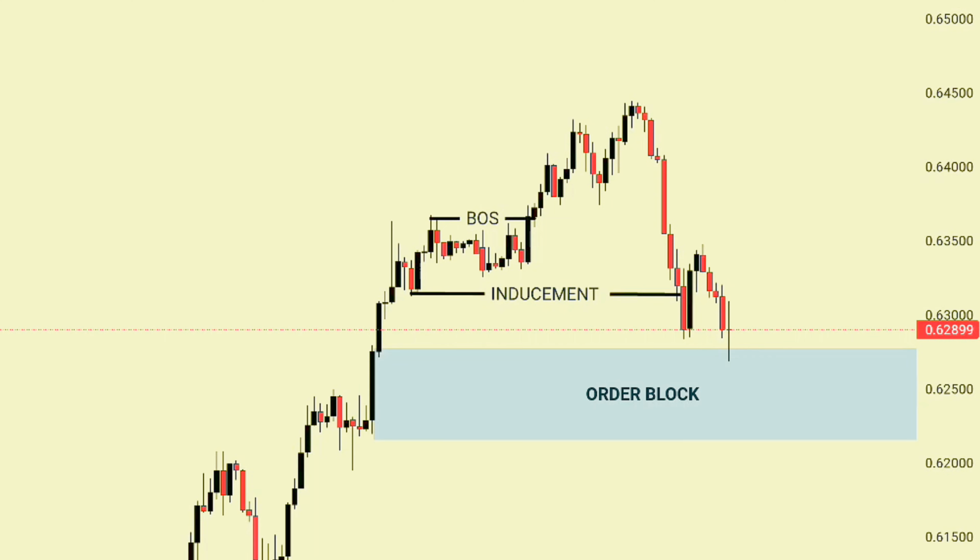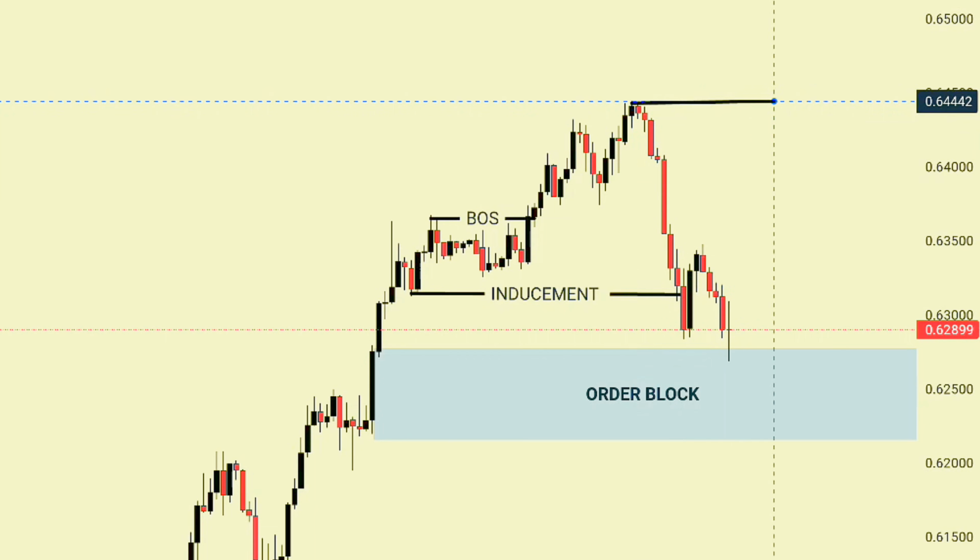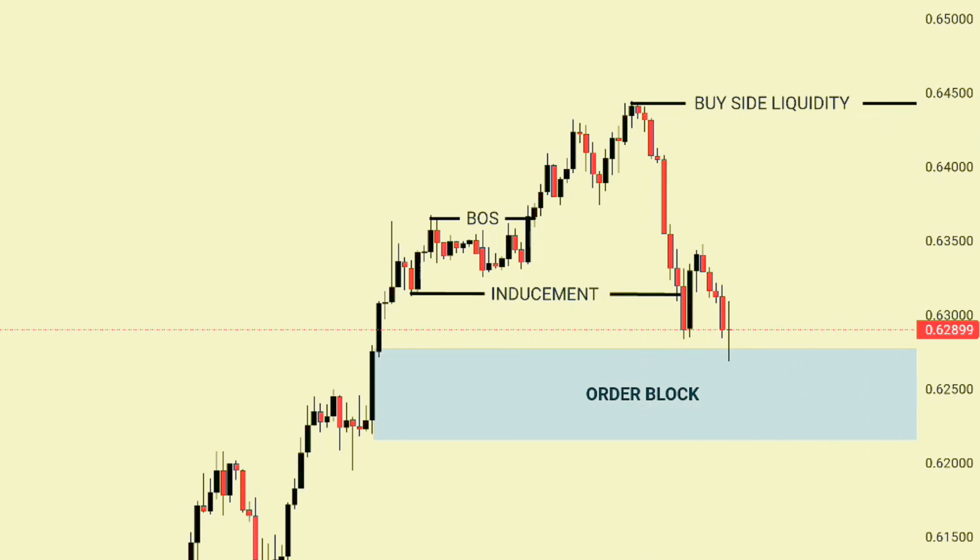Smart money sees these stop losses as available liquidity. Inducement exists for one purpose only: to trap impatient traders and build fuel for the next move. Without inducement, institutions cannot move price efficiently. Next, we identify buy-side liquidity.